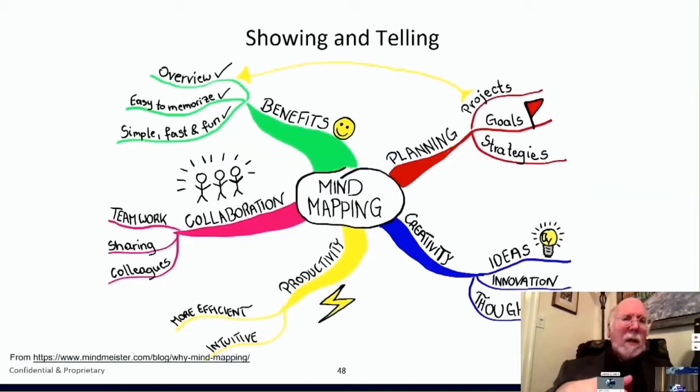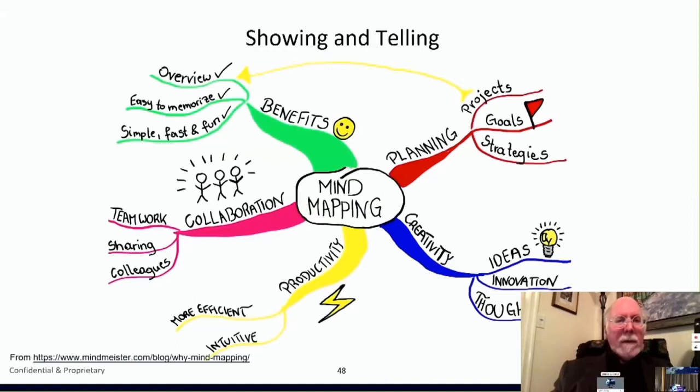So a mind map, look in the upper left, is an overview, easy to memorize, simple, fast, and fun. Those are the benefits. And so forth. So you can see the mind map technique here has been used to illustrate and describe the characteristics of a mind map. So dual coding about showing and telling. Next slide, please.